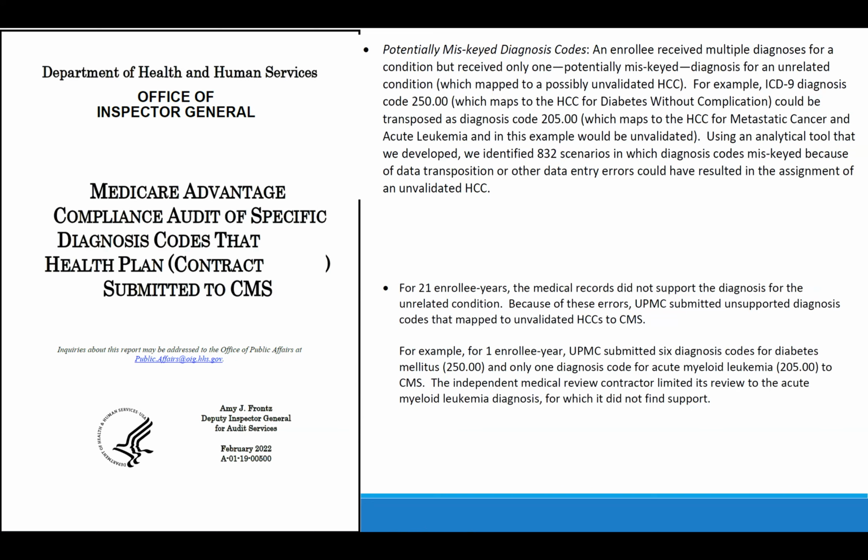Just another, I don't want to beat a dead horse here, but just miskeyed diagnosis, another role. We receive multiple diagnoses for a condition, but only receive one. So one of the things I really want to point out to you folks is, CMS is really, really experienced and really, really good at data analysis. Okay.